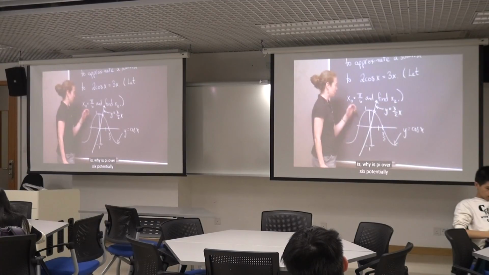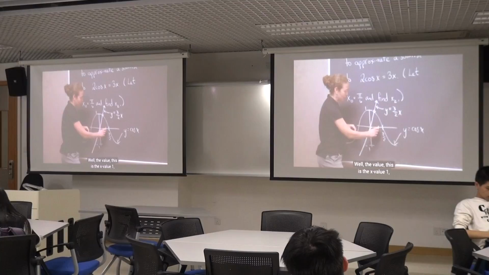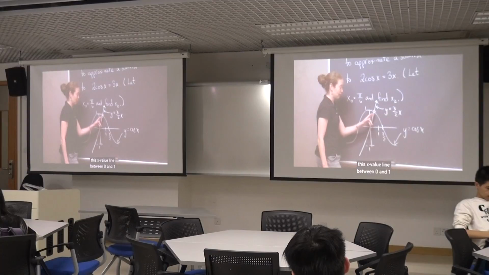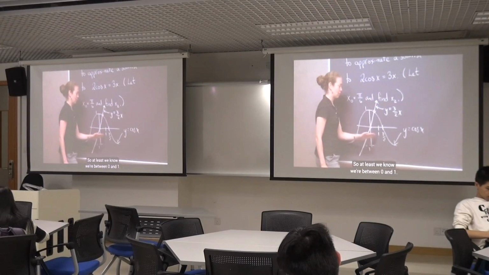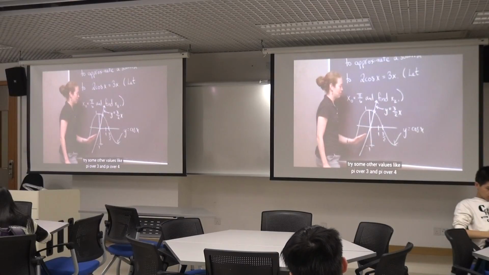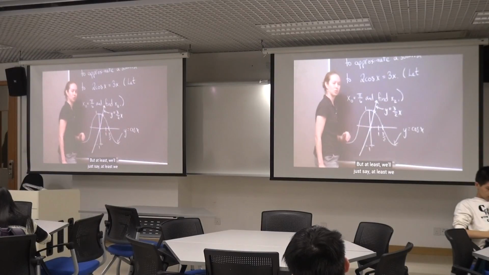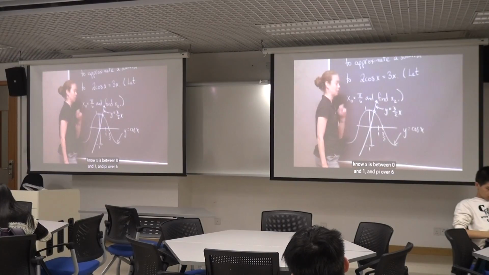The other thing I want to point out is why pi over 6 is potentially a good guess to start with. This is the x value 1, and this is the x value 0. We know for a fact that this x value lies between 0 and 1, because at x equals 1, I'm all the way up at y equals 3/2 up here. From there you could even try other values like pi over 3 and pi over 4 and see how they compare. But at least we know x is between 0 and 1, and pi over 6 is certainly in that region. So that's a good first starting point.